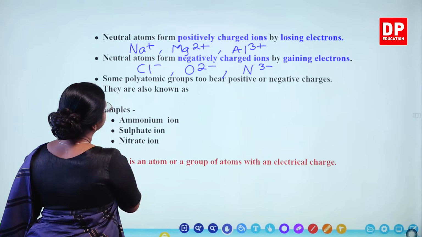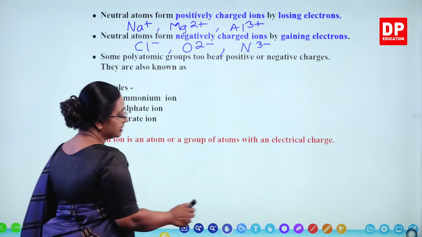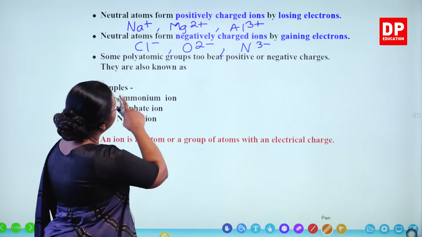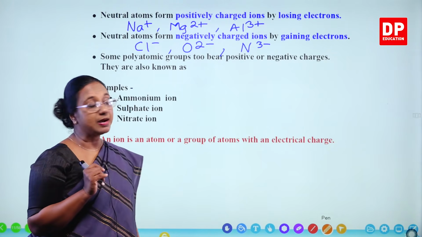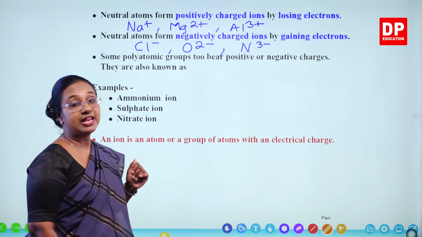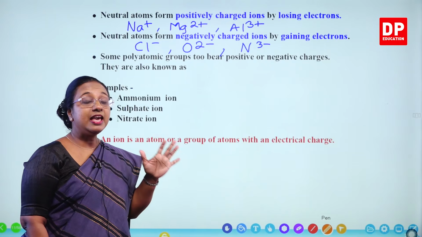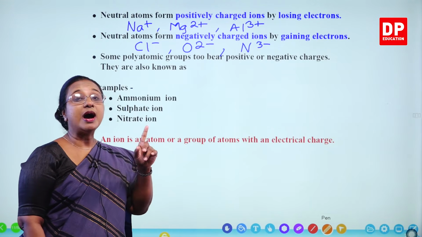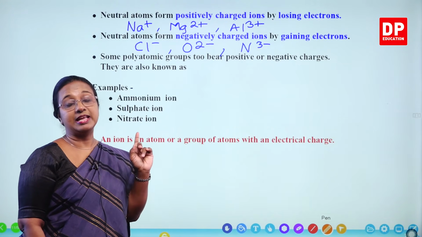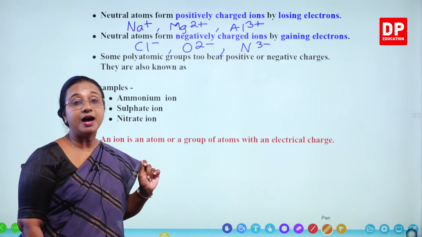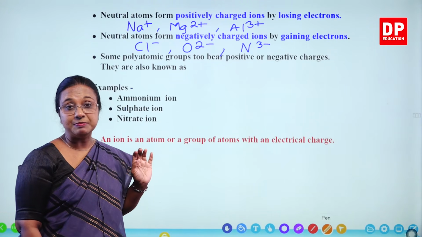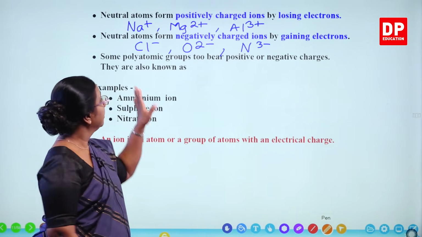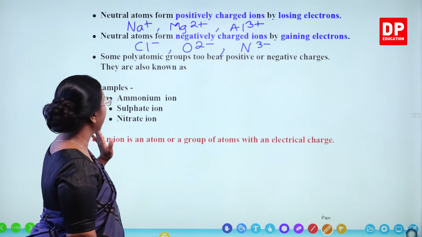And here, there is something else that you need to understand. Now those ions, sodium, magnesium, aluminium ions, chloride, oxide and nitride ions, they have just one atom of an element that has formed the ion. So they are ions of a particular element only. That is one type of ions.